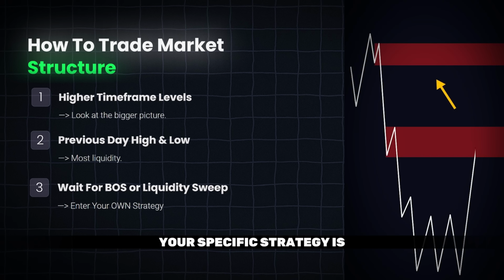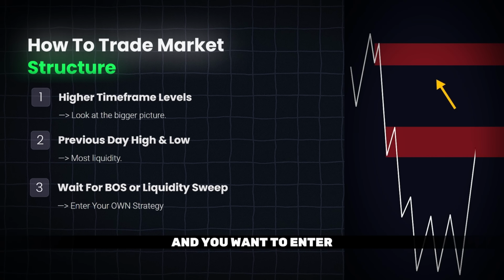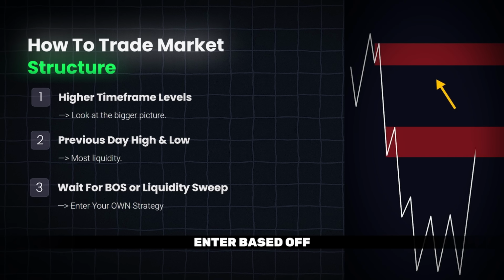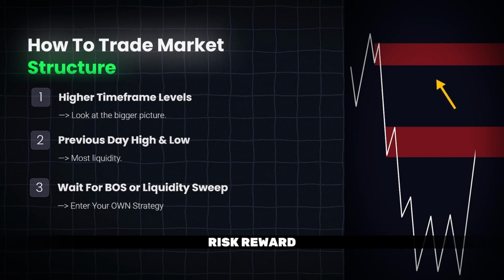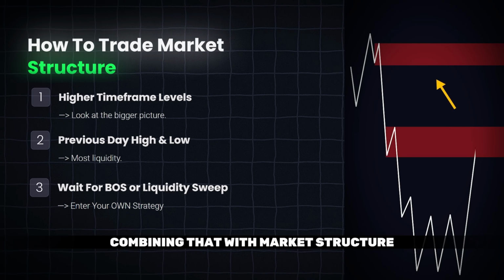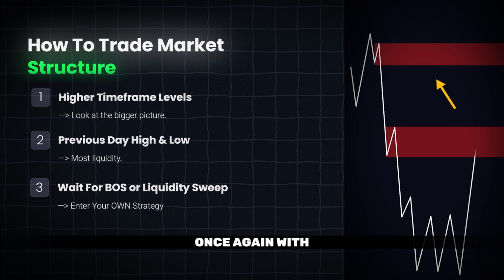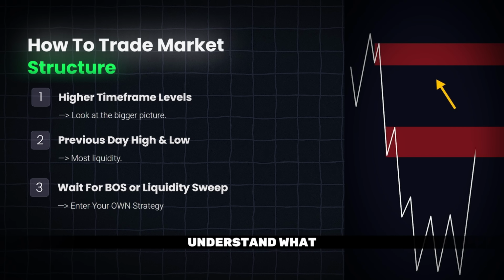I don't know what your specific strategy is. So when you do wait for break of structure or liquidity sweep and you want to enter, make sure you're still looking to enter based off your strategy to have the same risk to reward, profit targets, and stop loss you usually would have. However, when combining that with market structure, you will only increase your win rate. But this is once again with your own strategies. So make sure to understand what your strategy is.